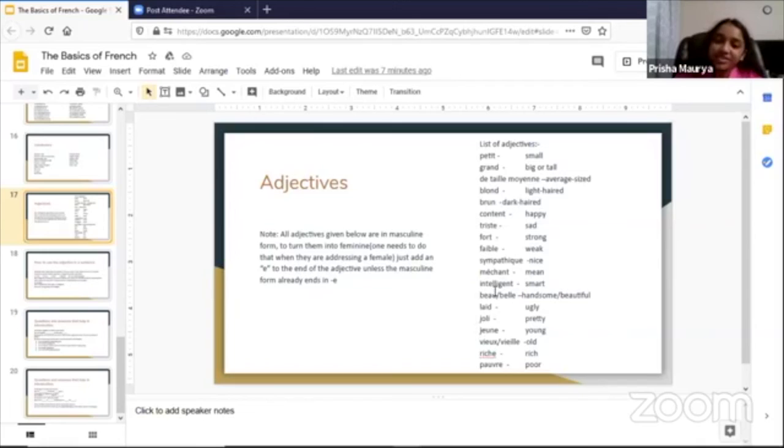The U at the end is already a fixed form. So you can just list down some of the adjectives that you'll use to describe yourself. They'll help you in the introduction at the end.